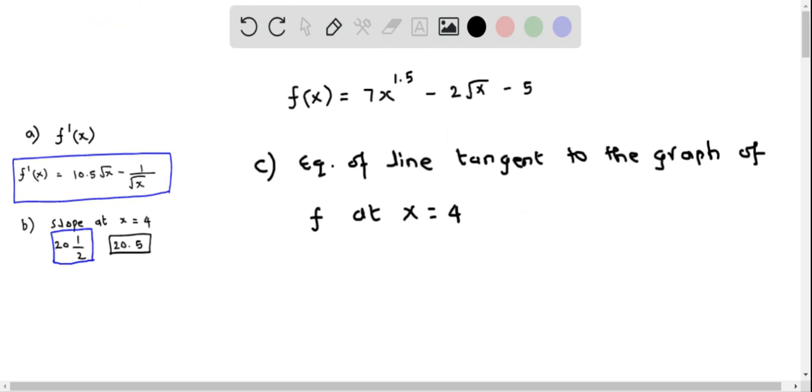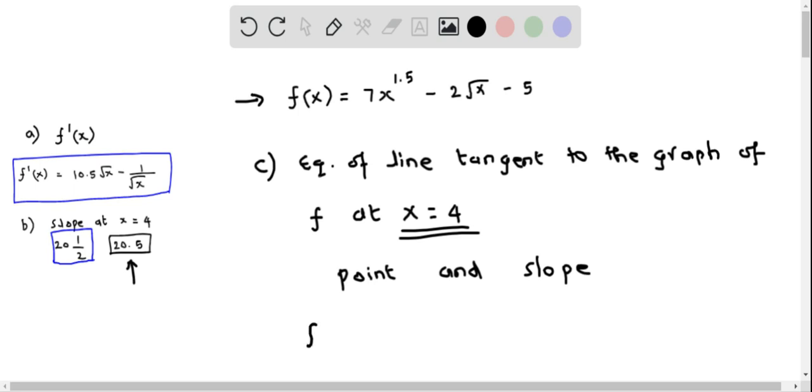In part C, we determine the equation of the line tangent to the graph of f at x equal to 4. So to determine the equation of a line, we basically need a point and a slope. We already determined the slope of the line tangent to the graph at x equal to 4, that is 20.5, but we need a point. So let's determine the point using x equal to 4. To determine the point, basically we have to plug in x equal to 4 into f of x so that we get the y coordinate.